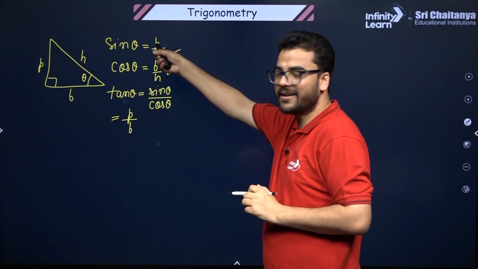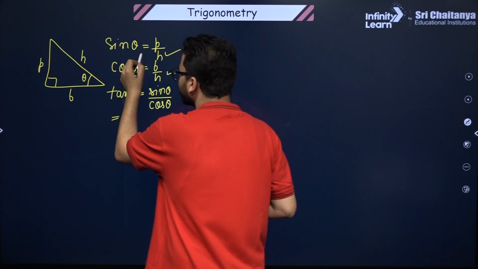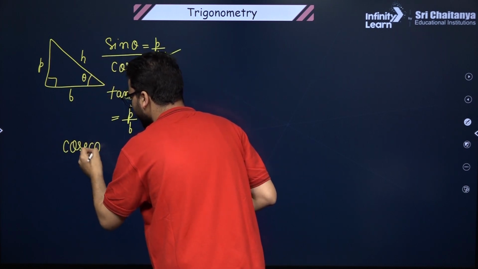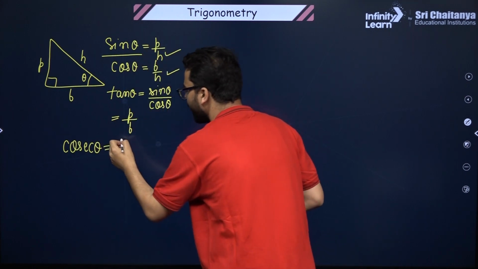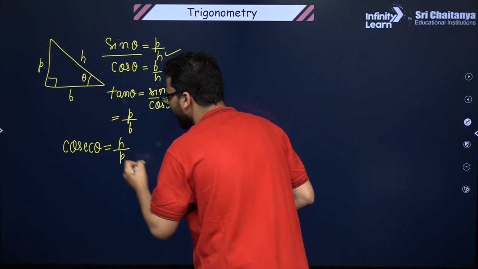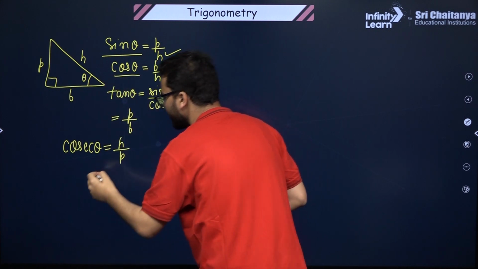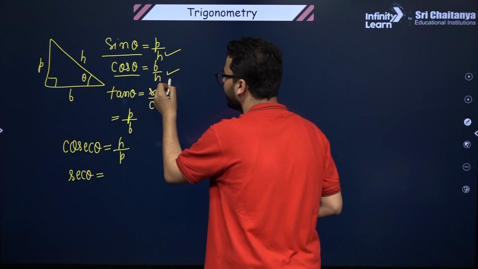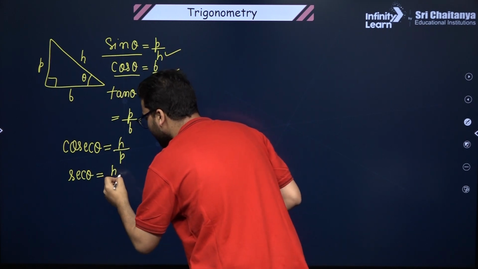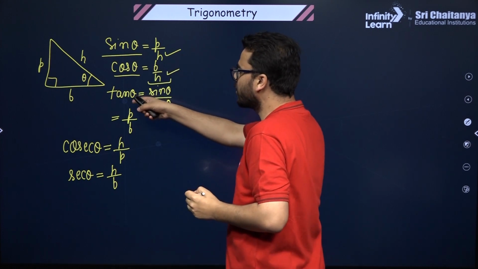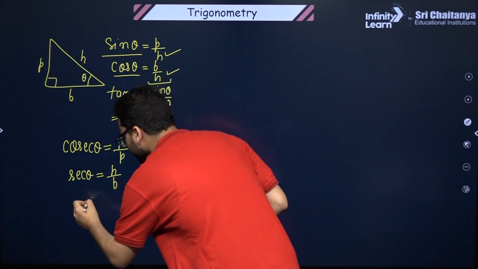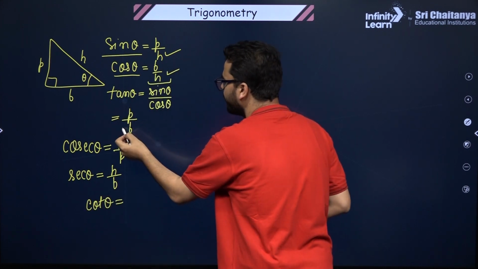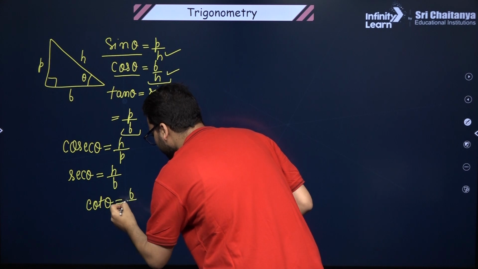So now you can take the reciprocals of these things. So the reciprocal of sine theta is cosec theta. So the reciprocal of perpendicular upon hypotenuse is hypotenuse upon perpendicular. Now reciprocal of cos theta is sec theta. So the reciprocal of base upon hypotenuse will be hypotenuse upon base. Now the reciprocal of tan theta is cot theta. So the reciprocal of P by B will be B by P.